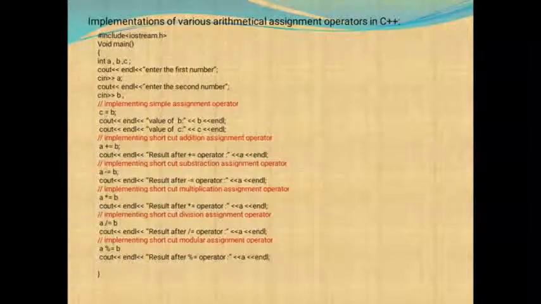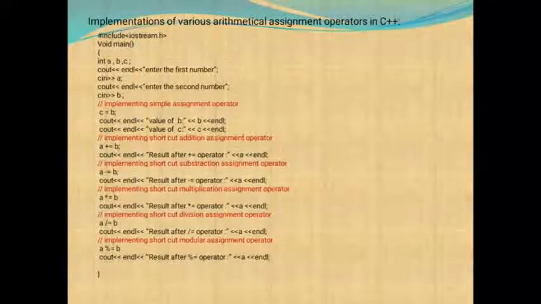You are entering the first number, that is the variable A. Then you are taking the value of the second number, that is the variable B. Now, implementing the simple assignment operator. The simple assignment operator is equals to, that is C equals to B. The value of B, the second operand, is stored on the left side. As it's told here, the value of the second operand is stored in the object specified by the first operand. So the B value is stored in C.